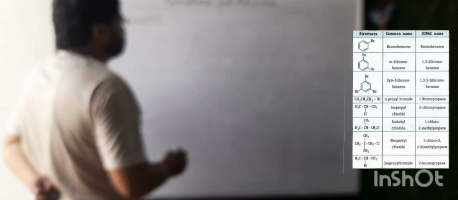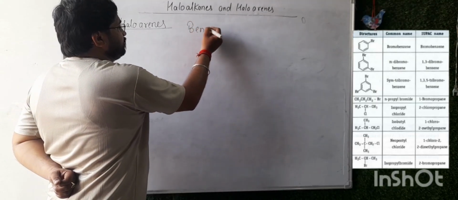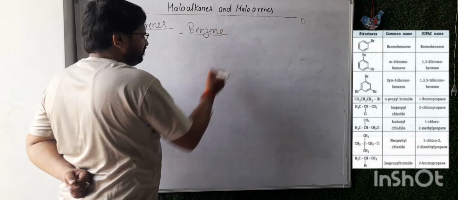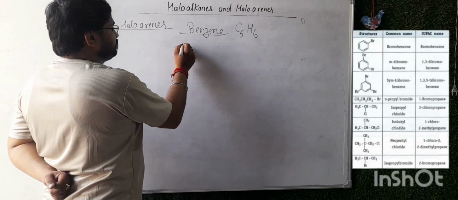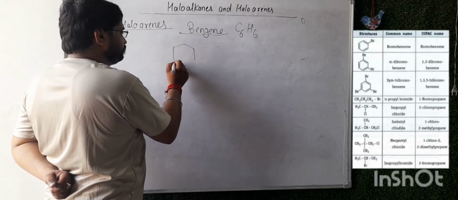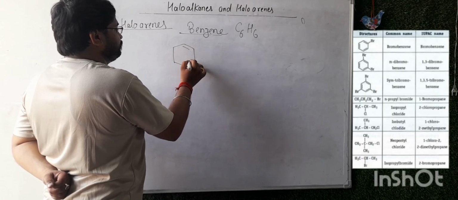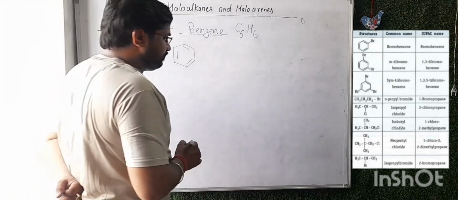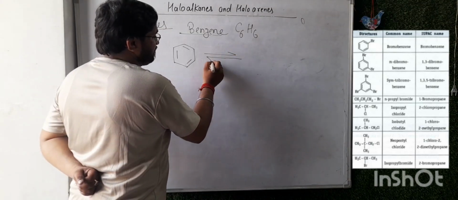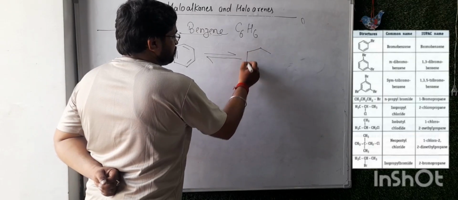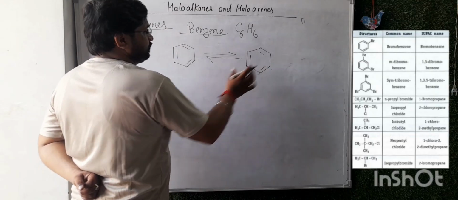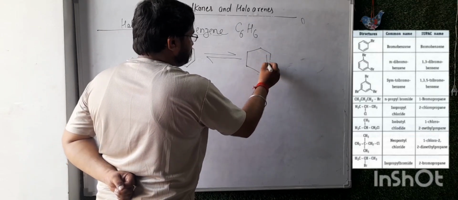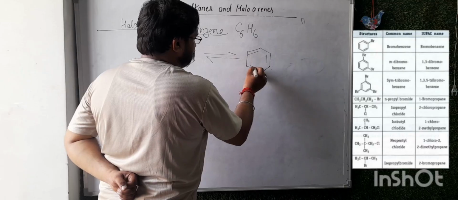Haloarenes. Okay. So first we discuss the structure of benzene. Benzene. What is the formula? C6H6. When you draw the structure, it is a hexagon. Okay. Presence of pi bond in alternate positions, and you know this is the resonating structure. Why? Because the pi bond delocalizes its position and the position will be shifted from carbon.